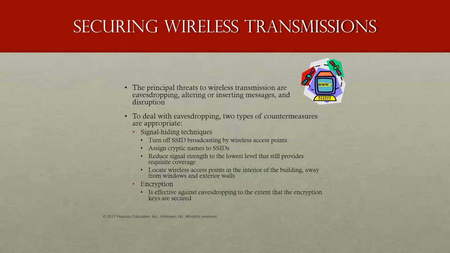their wireless access point, including turning off service set identifier broadcasting by wireless access points, assigning cryptic names to SSIDs, reducing signal strength to the lowest level that still provides requisite coverage, and locating wireless access points in the interior of the building, away from windows and exterior walls. Greater security can be achieved by the use of directional antennas and of signal shielding techniques. Encryption. Encryption of all wireless transmission is effective against eavesdropping to the extent that the encryption keys are secured.